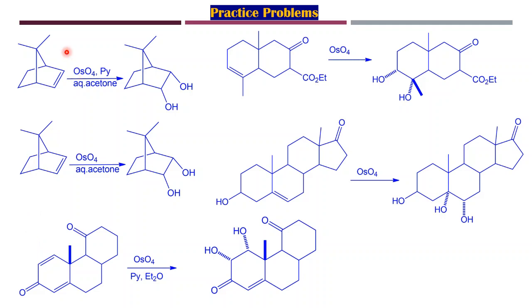Again, bicyclic systems, a similar one we did before. This is the bridgehead. Osmium will be approaching from below the plane, not from the top side, and hence the OH groups will be placed downwards and not top. So this is the stereochemistry of the OH group. A similar reasoning can be used for the other reaction over here.